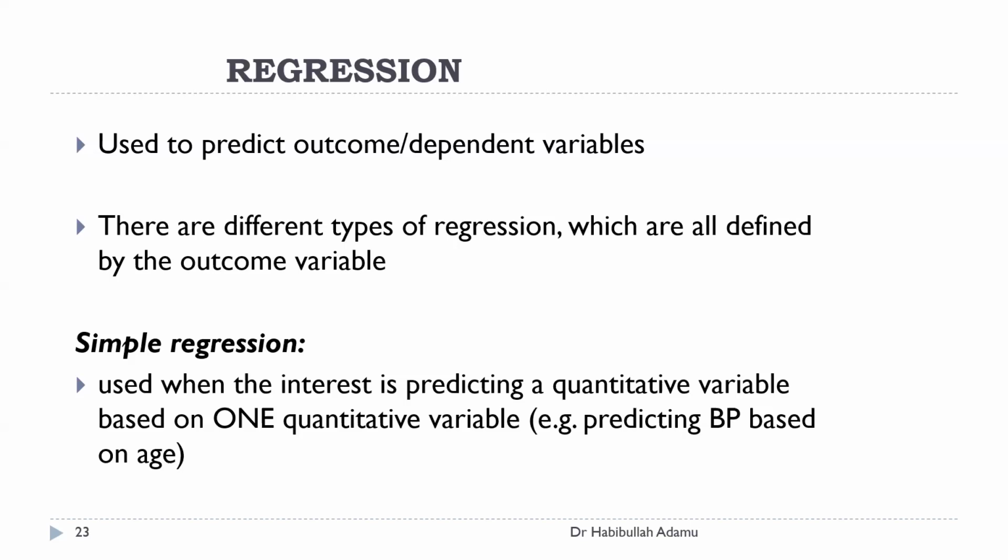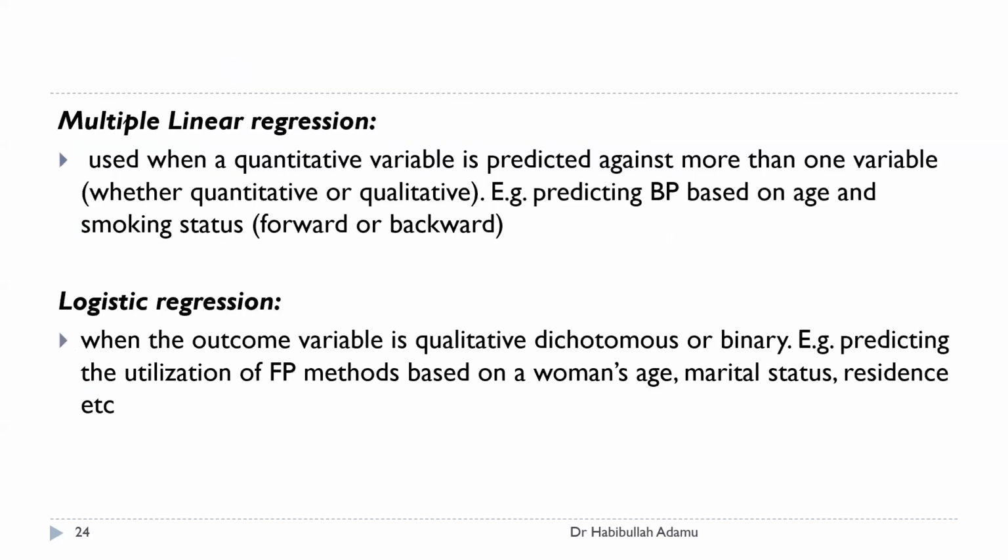For example, you are predicting blood pressure based on someone's age. So you are only predicting from age. So that makes it simple linear regression. Multiple regression, for example, is used when you are predicting one quantitative variable from what? More than one independent variable.